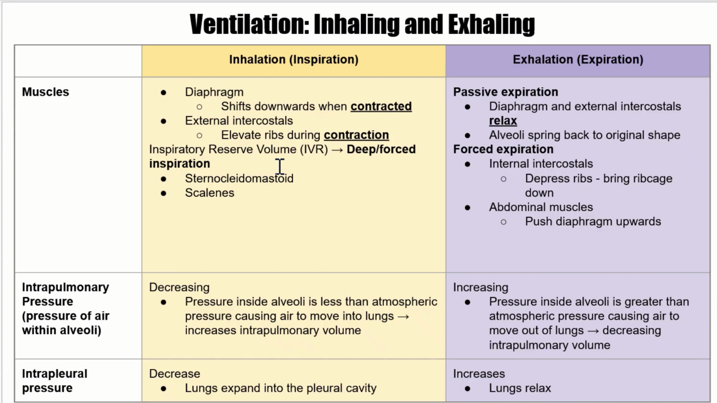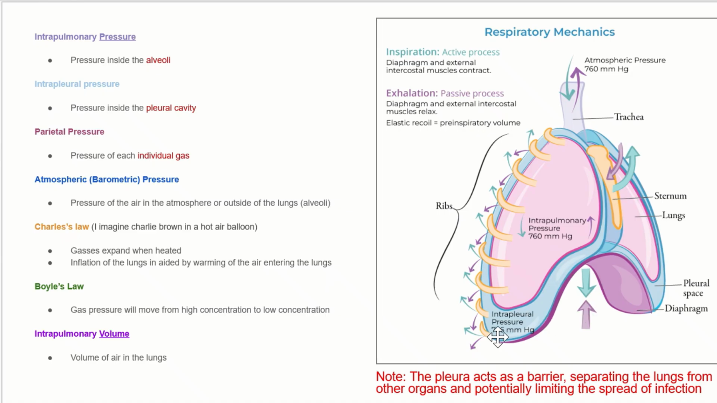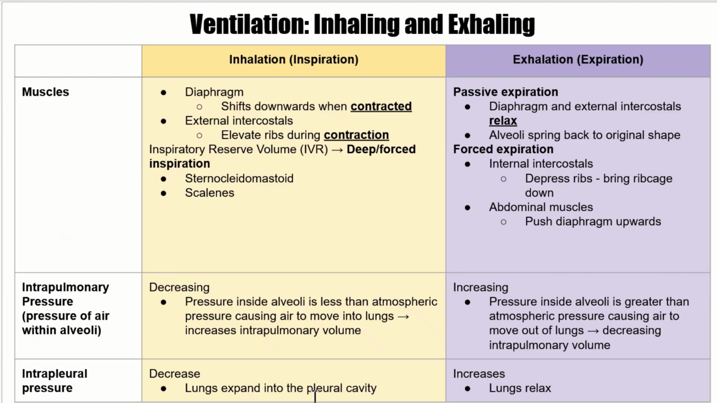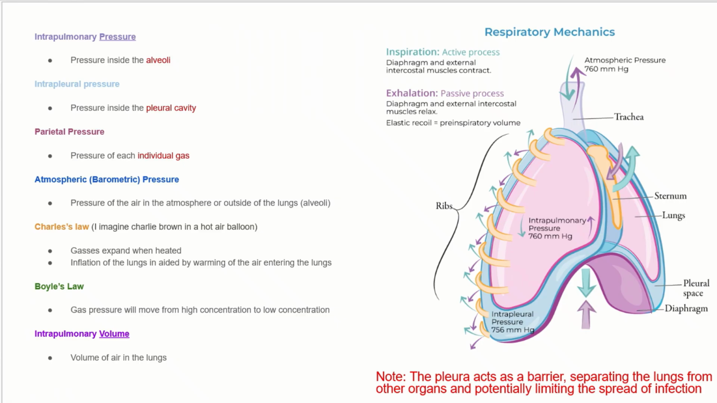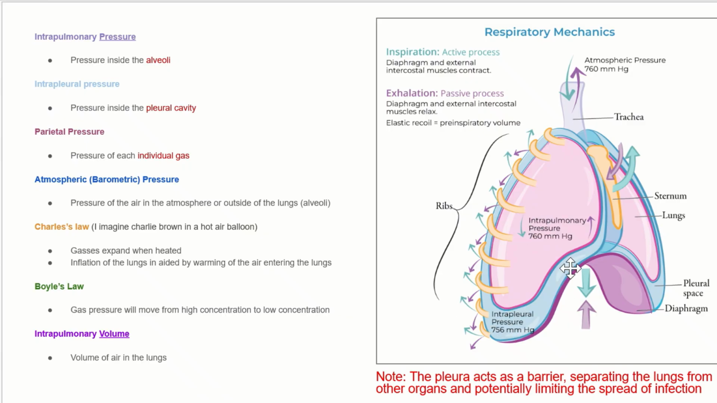And then intrapulmonary pressure is going to be decreasing, so just think of the pressure inside of the alveoli is going to be less than the atmospheric pressure outside, because again we're going to move from the area of high concentration to the area of low concentration. And then the intrapleural pressure, that space right here, is going to decrease because the lungs are going to expand into that pleural cavity. So again, this helps as well, seeing that visual aid of here's my lungs, here's my pleural cavity and stuff like that.